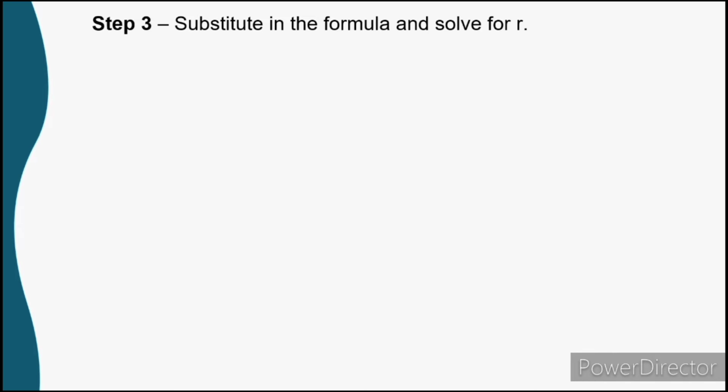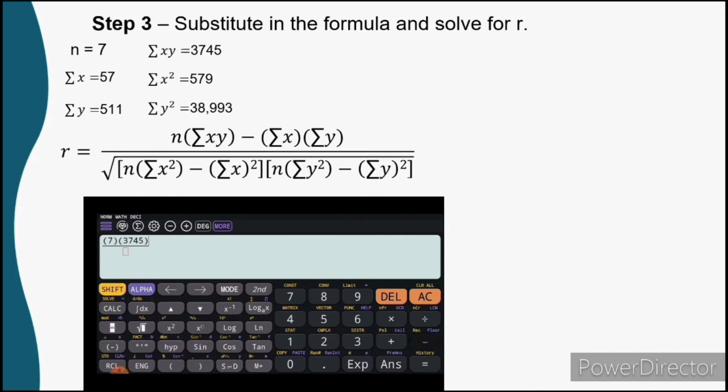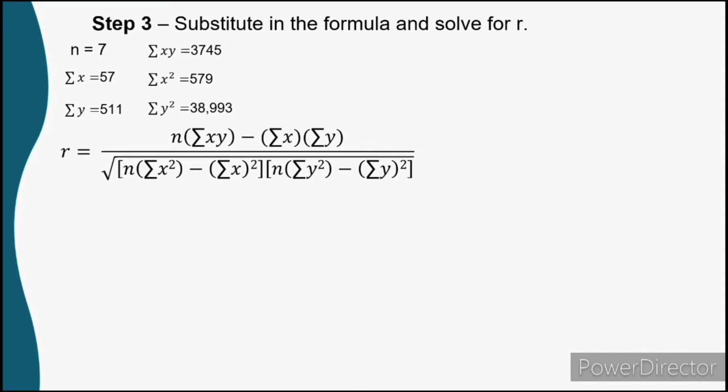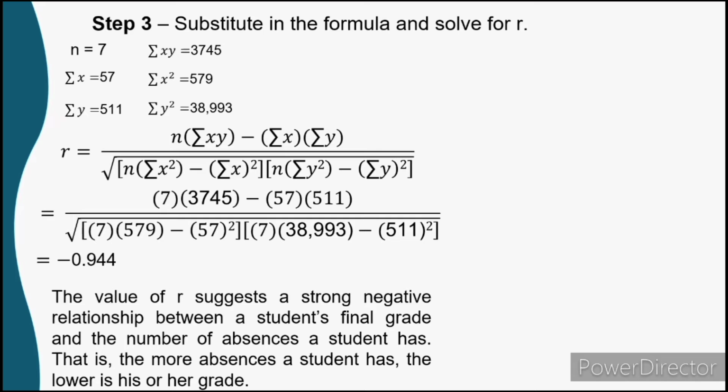38,993. Step 3. Substitute in the formula and solve for r. So, we have 7 times 3,745 minus 57 times 511 all over square root of 7 times 579 minus 57 squared times 7 times 38,993 minus 511 squared. So, we get negative 0.944. The value of r suggests a strong negative relationship between a student's final grade and the number of absences a student has. That is, the more absences a student has, the lower his or her grade.